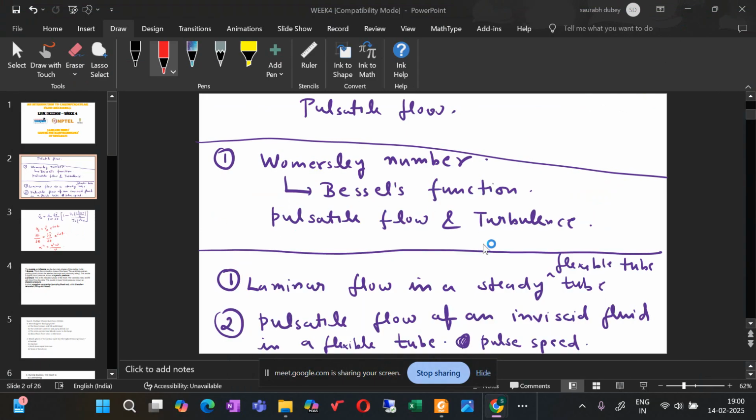On whether the pulsatile flow is turbulent flow or not, we will also be solving some questions. In the last lecture, sir explained the Womersley model, with laminar flow in a steady flexible tube and pulsatile flow of an inviscid fluid in a flexible tube, where the pulse speed is related to the flexibility of the tube.